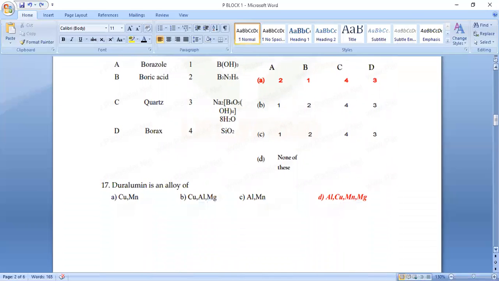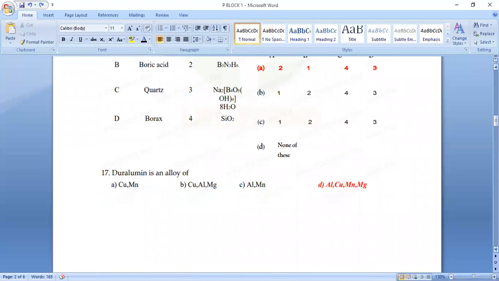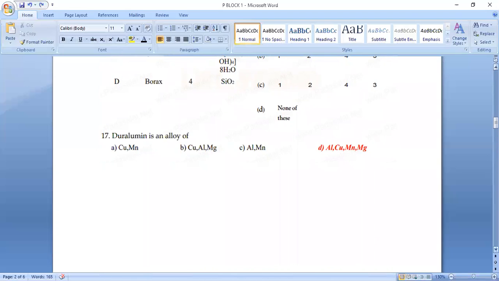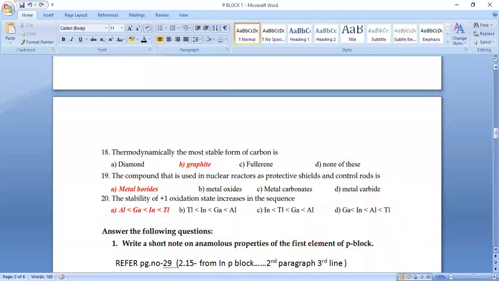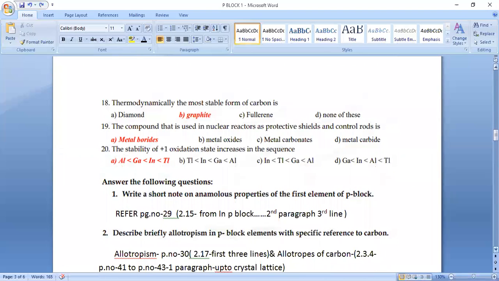So next, question number 17. Duralumin is an alloy of aluminium, copper, manganese and Mg. So option D. So next, question number 18. Thermodynamically, the most stable form of carbon is graphite, option B. The compound that is used in nuclear reactors as protective shields and control rods is metal borides, so option A. So the stability of +1 oxidation state increases in the sequence. So option A.